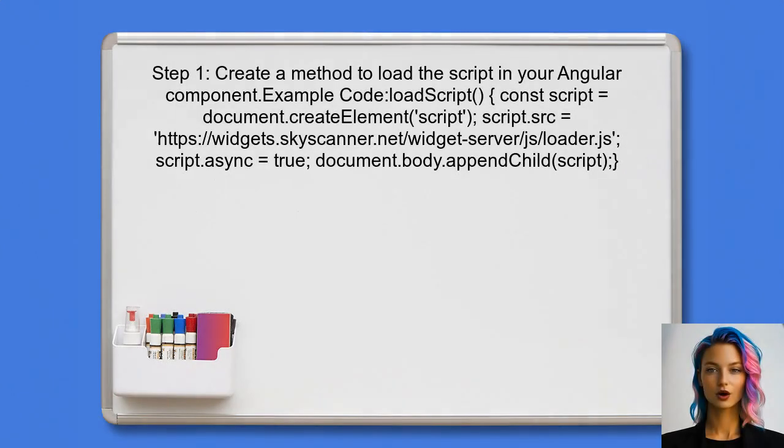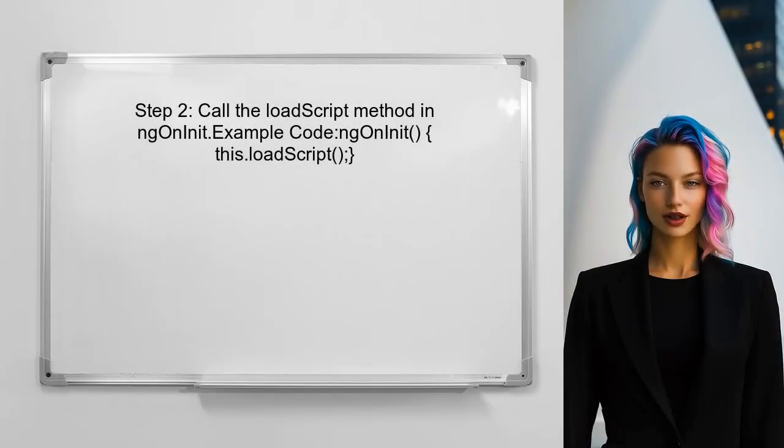To dynamically load the external JavaScript file, the user should first create a method in their Angular component. This method will be responsible for loading the script when the component initializes. Next, the user should call this method in the ngOnInit lifecycle hook of the component. This ensures that the script loads as soon as the component is initialized.